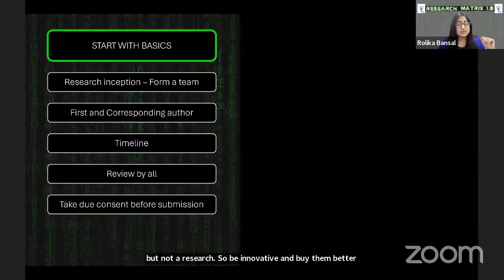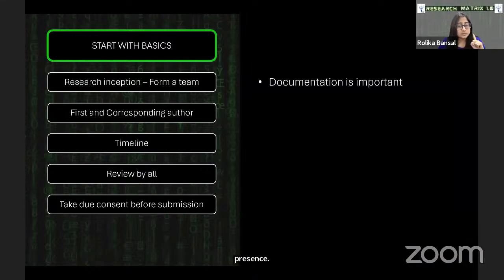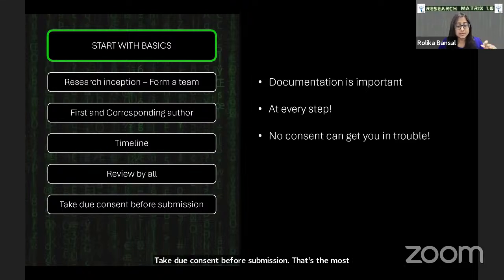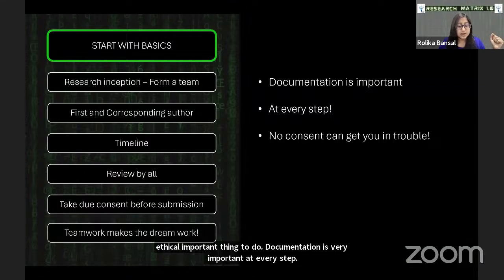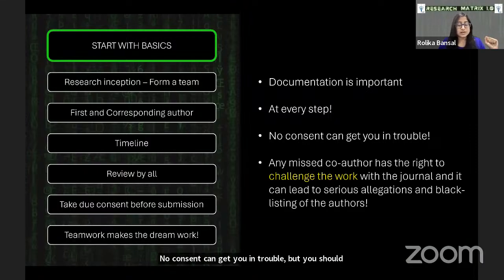Take due consent before submission. That's the most ethical, important thing to do. Documentation is very important at every step. No consent can get you in trouble, but you should have it written. And teamwork makes the dream work. Any missed co-author has the right to challenge the work with the journal, and that can lead to serious allegations and blacklisting of the authors.